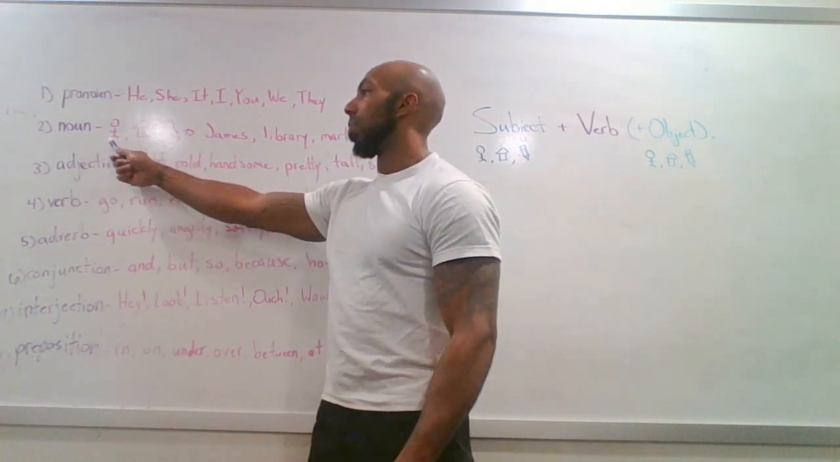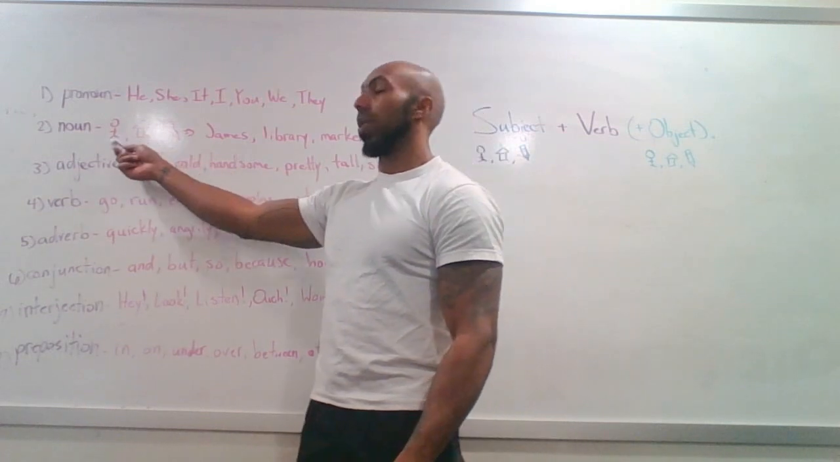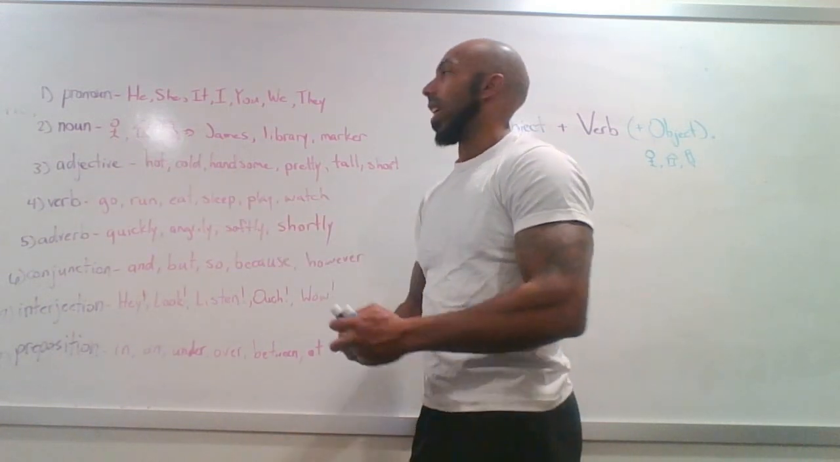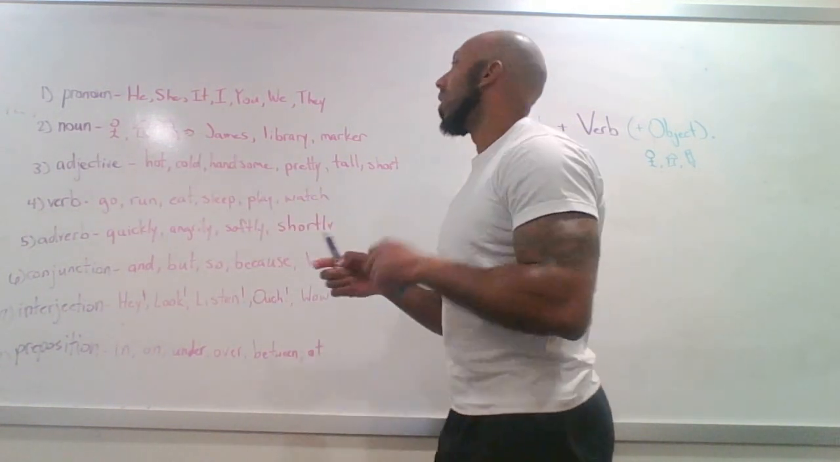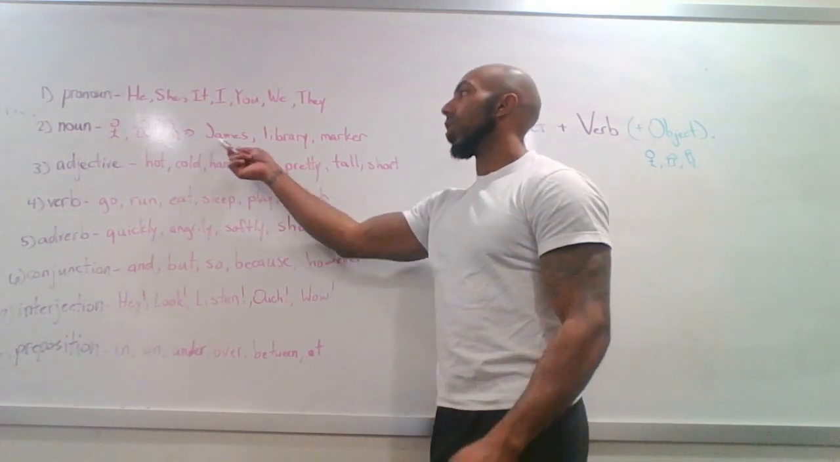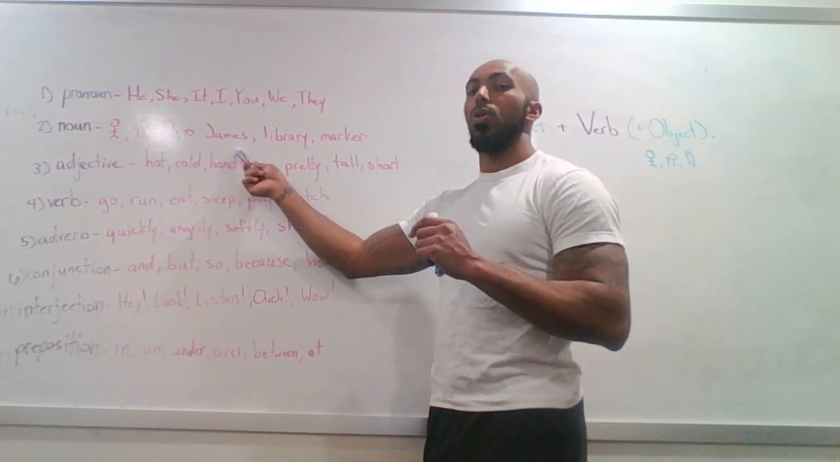A noun is a person, a place, or a thing. So this is a person, this is a house or a building, and this is a pencil. A thing is something that is not alive. So for example, I've written 3 nouns for you. The first one is James. That's me. I'm a person. I'm a noun. And you guys are all nouns too.